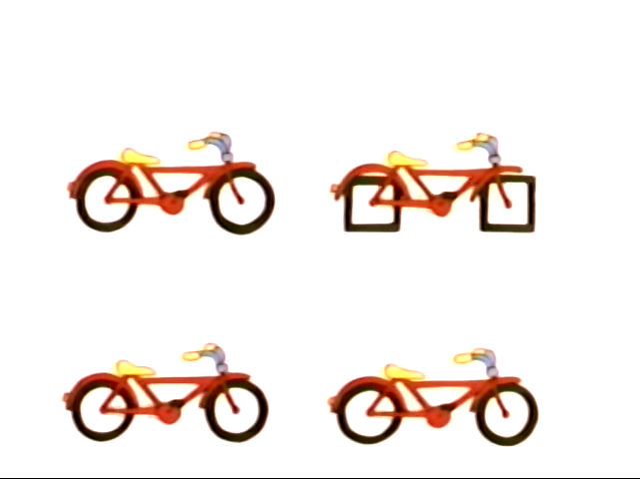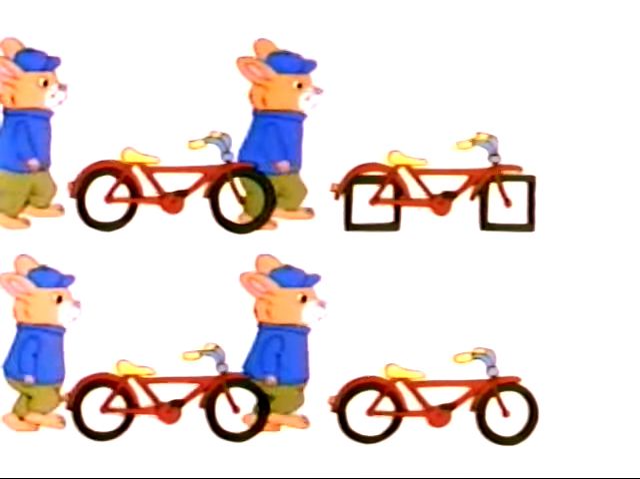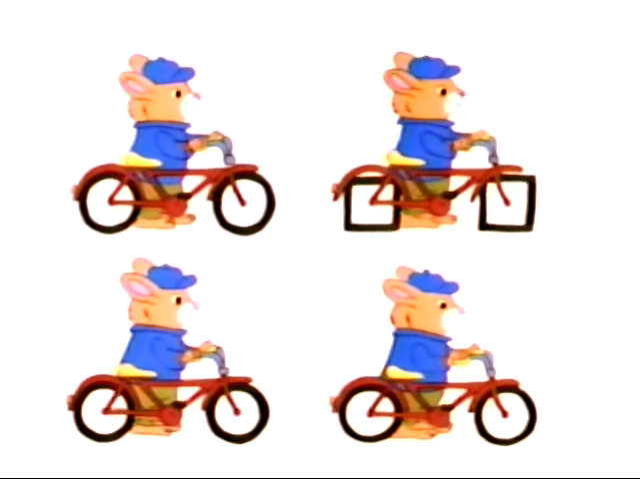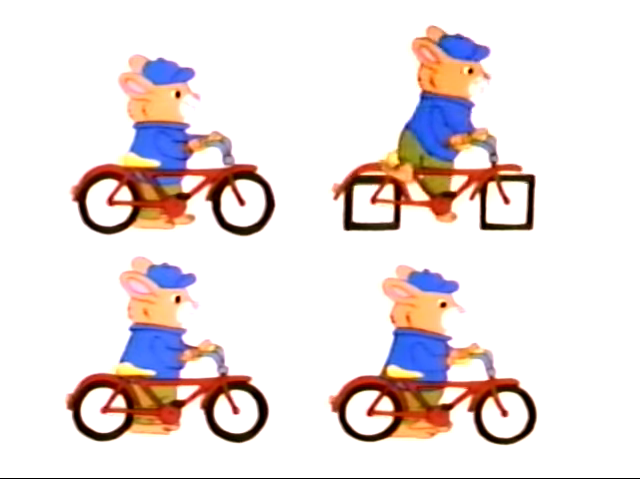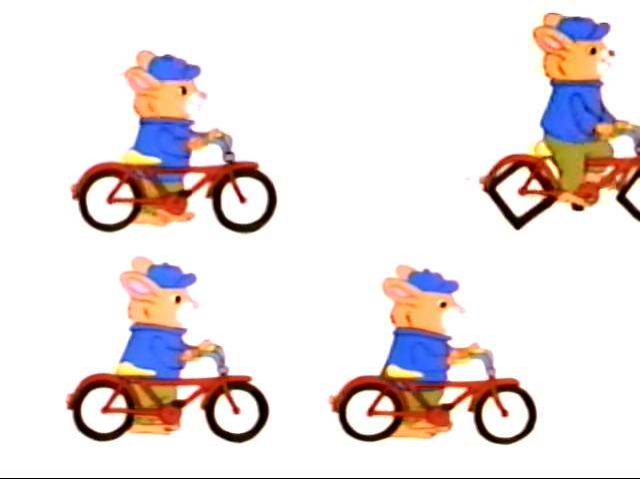Look, look carefully. One bike has something wrong. One is different. Can you guess which bike does not belong? Do you know which one it is? Did you find the bike with the square wheels? Then you were right.